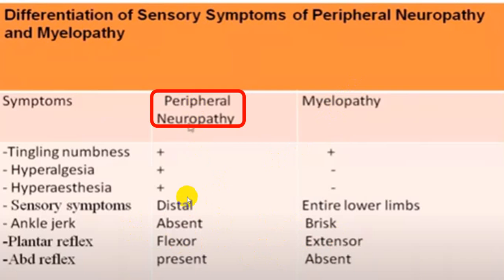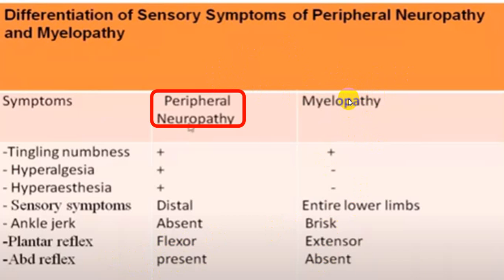While here in peripheral neuropathy, if nerve root is damaged, it may be absent, but by and large it will be flexor. Abdominal reflex will be present, while in a spinal cord involvement it will be absent. So this is a difference between peripheral neuropathy and myelopathy.